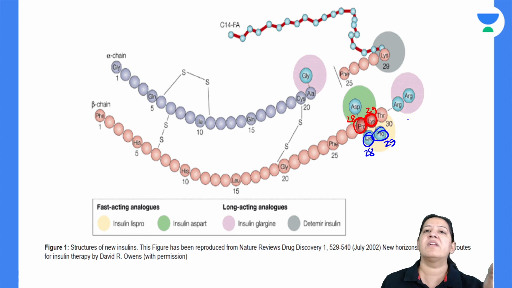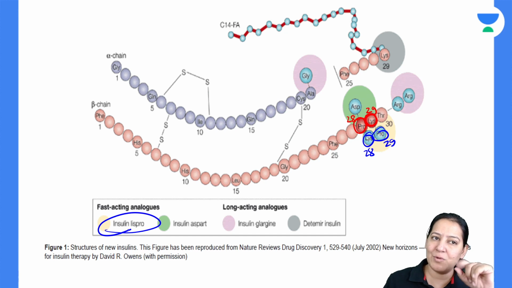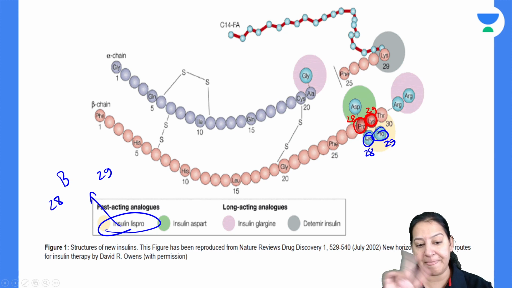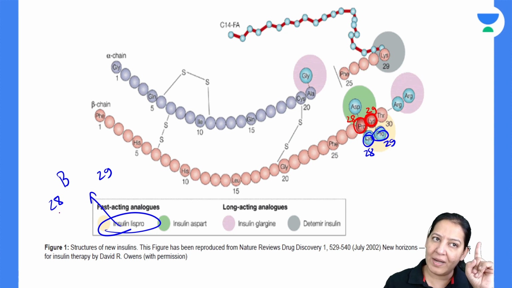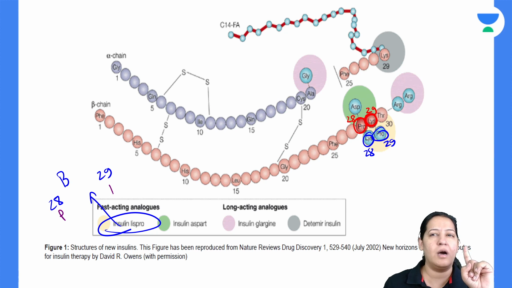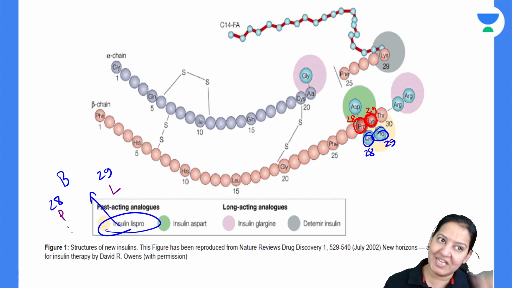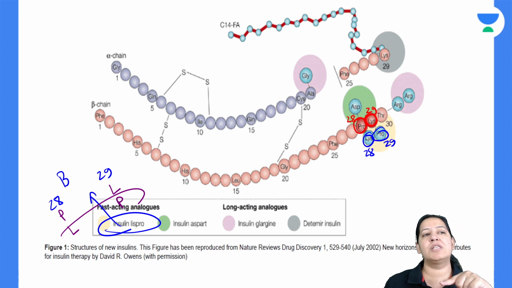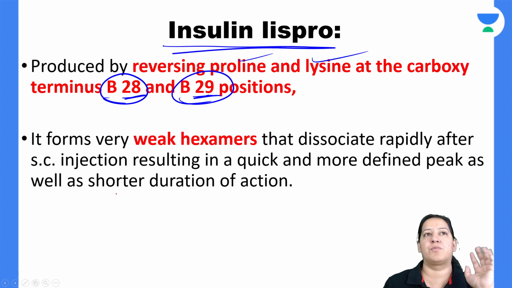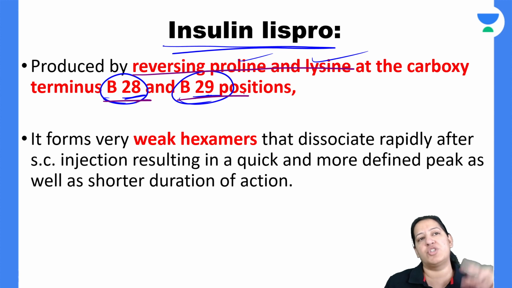So normal insulin will convert into Lispro insulin. So in Lispro, only one change is there. That is, in beta chain on 28 and 29, I am reversing the order of proline and lysine. Normally 28 पे proline है, 29 पे lysine है. But I am doing 28 पे lysine and 29 पे proline. So this will become Lispro. So I am reversing proline and lysine at 28 and 29 position of the beta chain. So normal insulin will convert into Lispro.